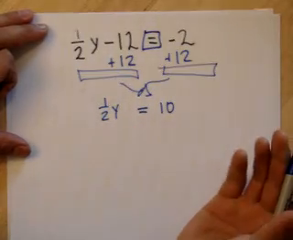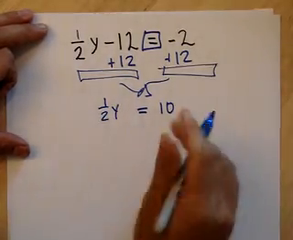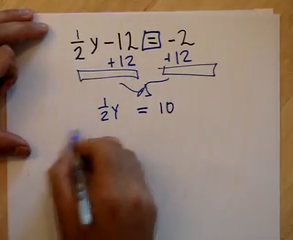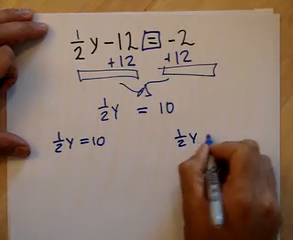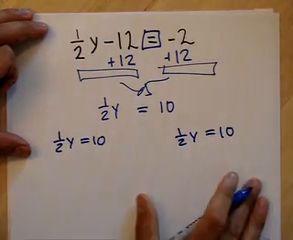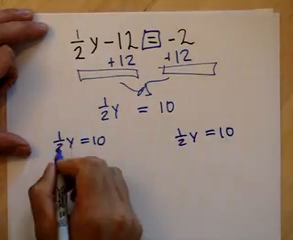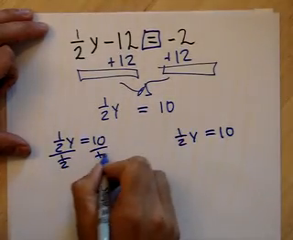I have 1/2 times y. Now I can divide both sides by 1/2. Now there's a couple ways people look at this. I'm going to show you both ways over here. Either way, you're going to end up with the same result. Some people will just say, hey, I'm going to divide both sides by 1/2, right?